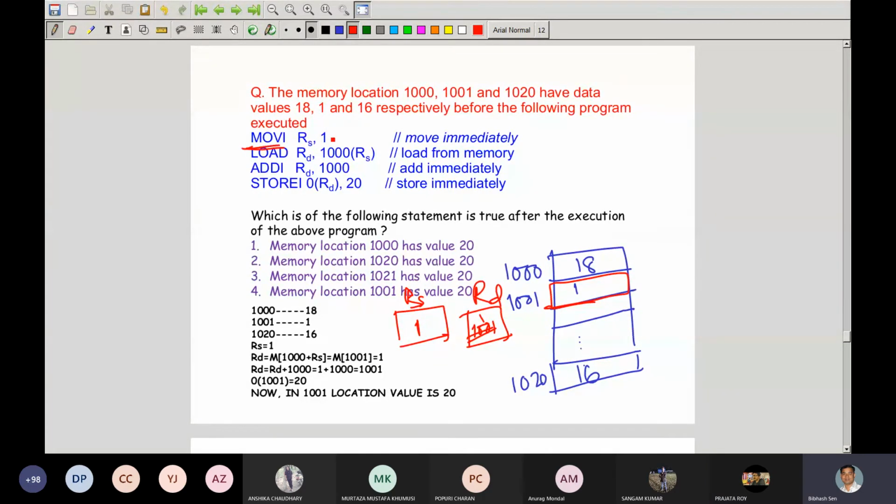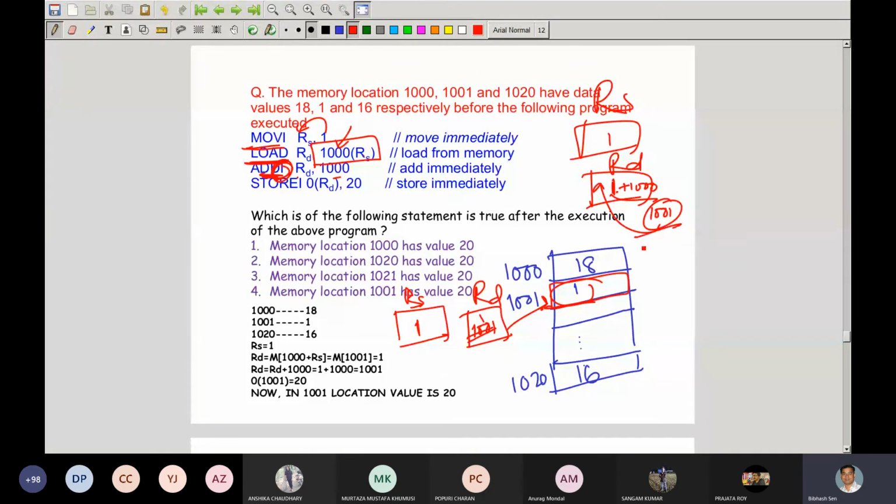In these cases, move immediate 1 will be loaded to the RS directly. So the content of the RS was 1. There is no headache. But in this case, we load the content into the RD. Now RD I have to load with how much? 1000 plus 1. Go to the location 1001. What is the value? 1. So RD will be 1. Is it clear? Now the add immediate. RD's content will be added with 1000 and its content 1. So 1 plus 1000, it will be 1001.